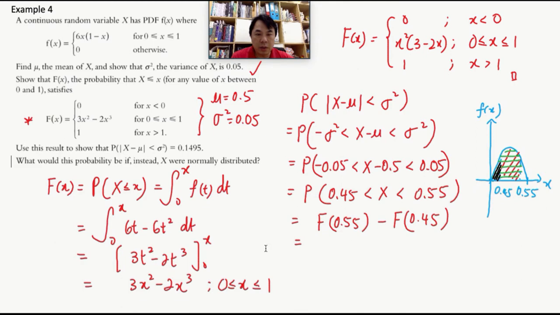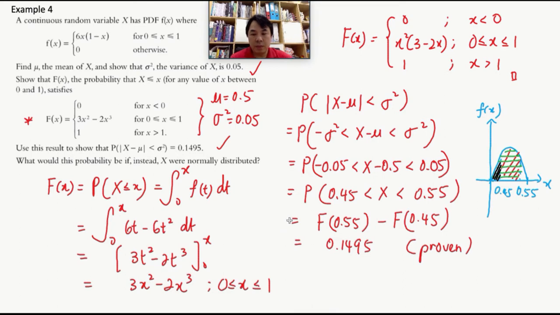Yes, correct. So now I can write down 0.1495. Yes. Now this time it is proven. So it's always good to check back the questions again. So I hope that is clear at this point. Okay.